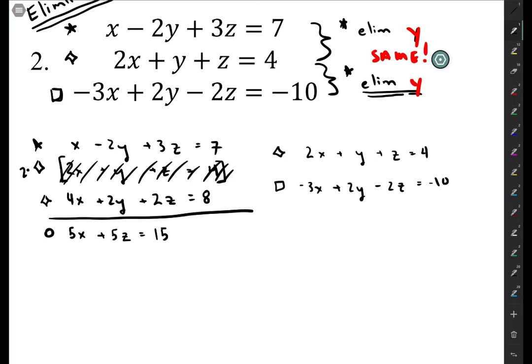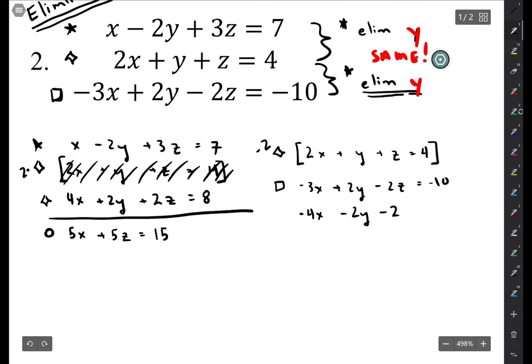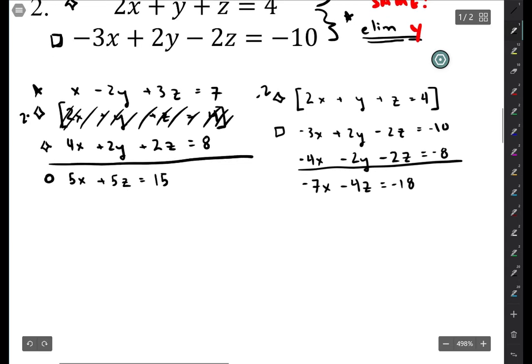So to do that, if I multiply the top equation by negative 2, that would give me negative 4x minus 2y. Notice those will end up canceling. Minus 2z equals negative 8. And then, hopefully everything should work out. So minus 7x, y's cancel, minus 4z equals negative 18. So yet again, we have a fifth equation here. Running out of things to label. Triangle will be this one.